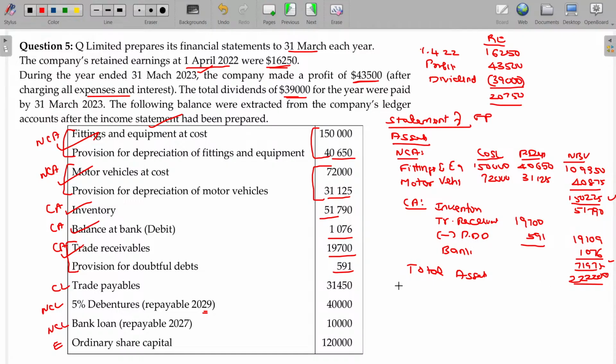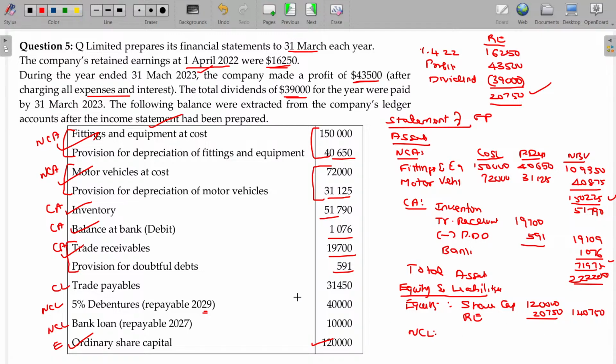Now equity and liabilities. Under that, first you have to start with the equity section. In equity section, we have ordinary share capital. This value being 1,20,000 rupees. Retained earnings 20,750 we already calculated, should be addable. The total value for the equity being 1,40,750.